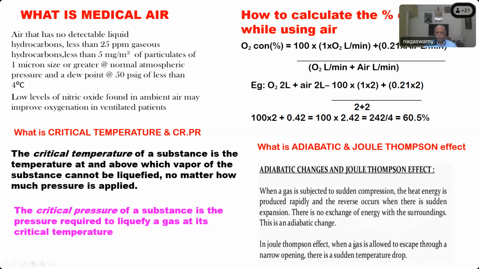So when a gas is subjected to sudden compression, the heat energy is produced rapidly, and the reverse occurs when there is a sudden expansion. There is no exchange of energy with the surroundings, and this is called adiabatic change. In Joule-Thomson effect, when the gas is allowed to escape through a narrow opening, there is a sudden temperature drop, which will cause frosting in the canister.